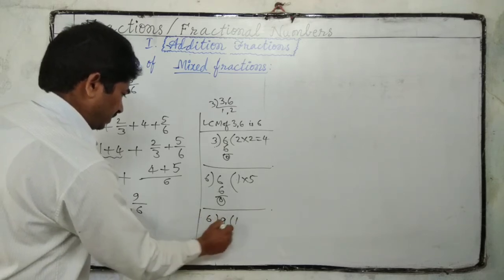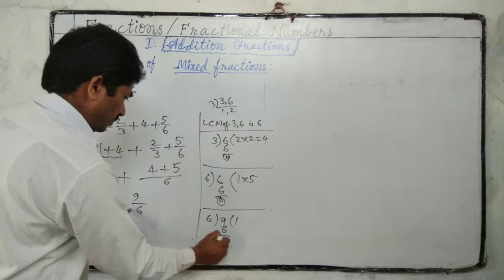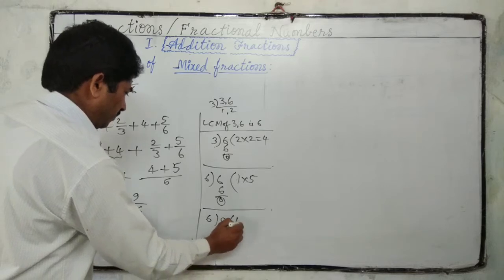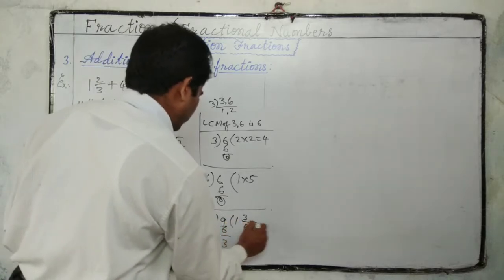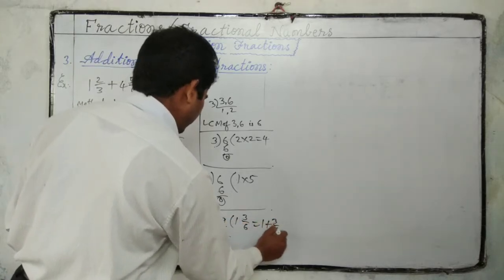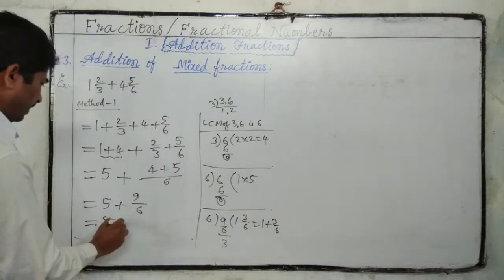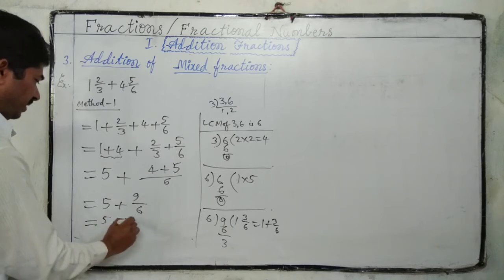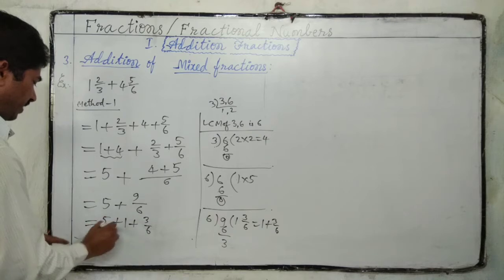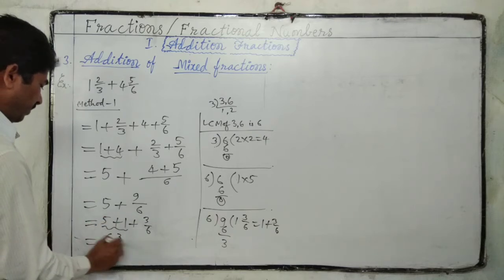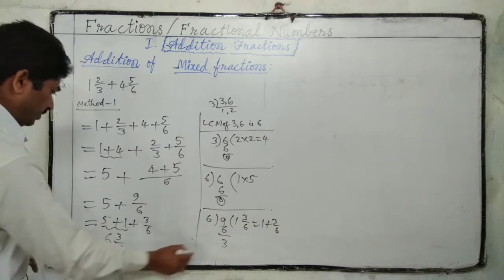6 ones are 6, 3 left. 3 by 6 means 1 plus 3 by 6. 5 plus 1 plus 3 by 6. 5 plus 1 is 6, 6 3 by 6. So this is the answer.